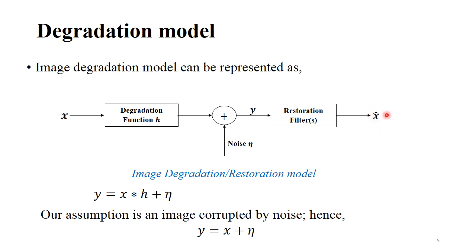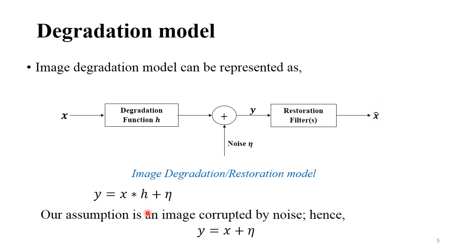Remember, we always represent this restored representation by x cap only, not by x, because this x cap can never be 100% the same as x. Therefore we call that close to x. That's why it is x cap.